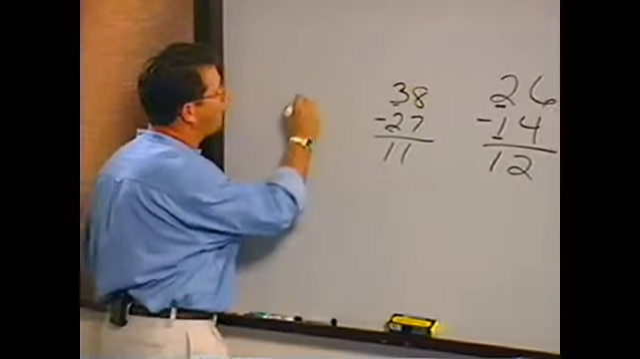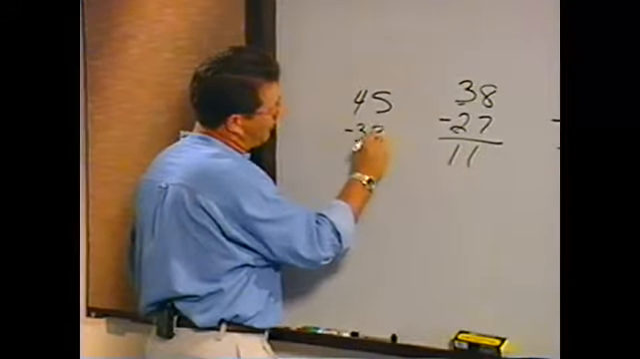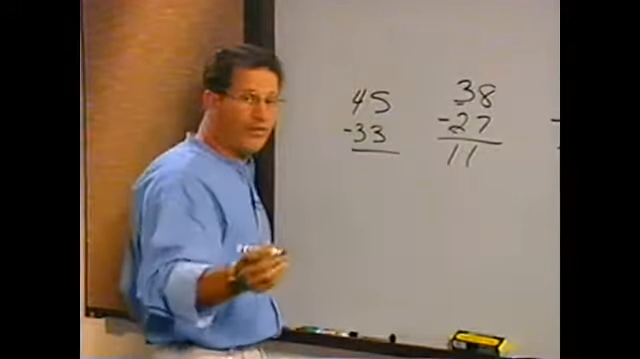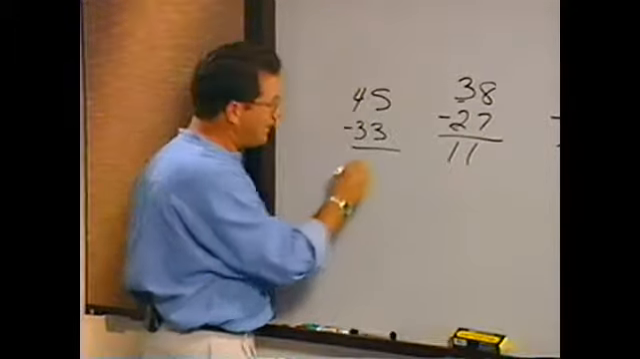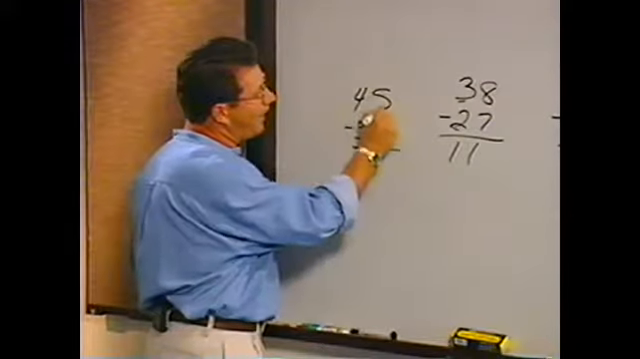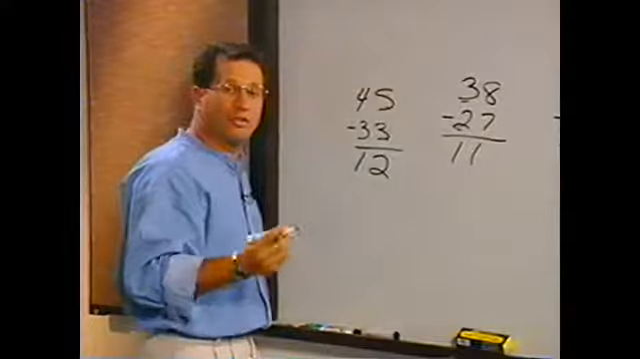Let's try one more. What's 45 minus 33? Now, starting on the left, what's 40 minus 30? Once again, we get 10. And then 5 minus 3 is 2 to give us an answer of 12.